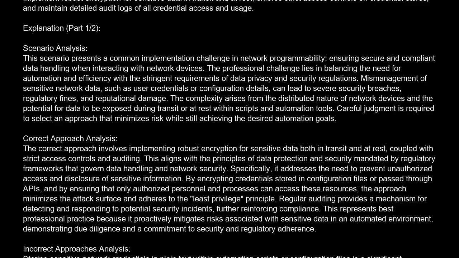The approach minimizes the attack surface and adheres to the least privilege principle. Regular auditing provides a mechanism for detecting and responding to potential security incidents, further reinforcing compliance. This represents best professional practice because it proactively mitigates risks associated with sensitive data in an automated environment, demonstrating due diligence and a commitment to security and regulatory adherence.